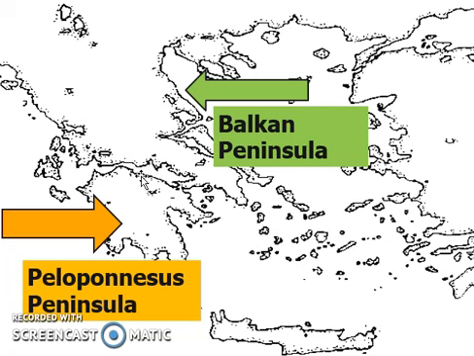You can think of the word puny, which means small, starts with a P, or the Spanish word pequeño, which means small, starts with a P. It's the smaller of the two. And then this one, the Balkan right here, starts with a B, think big. So the bigger of the two is the Balkan, and the smaller of the two is the Peloponnesus Peninsula.